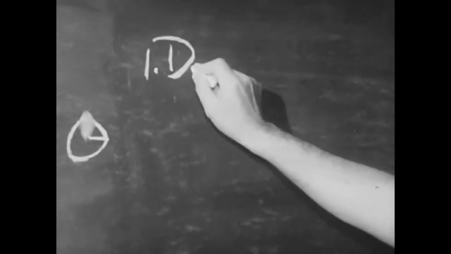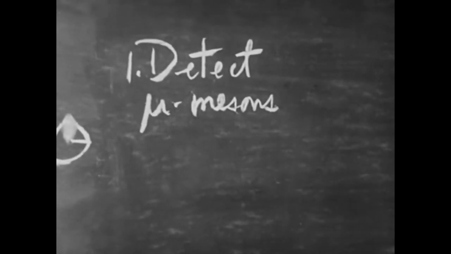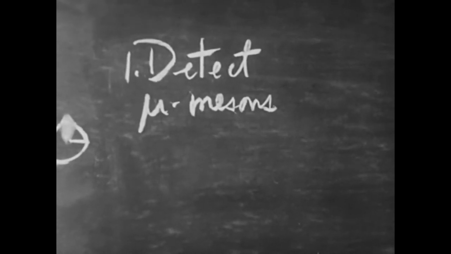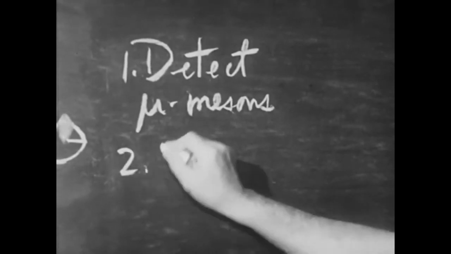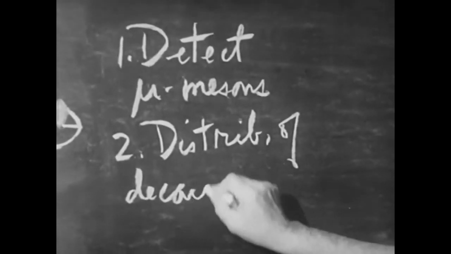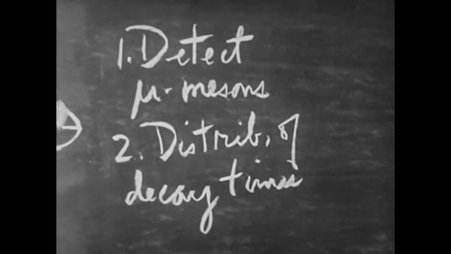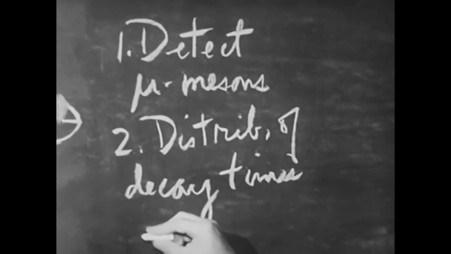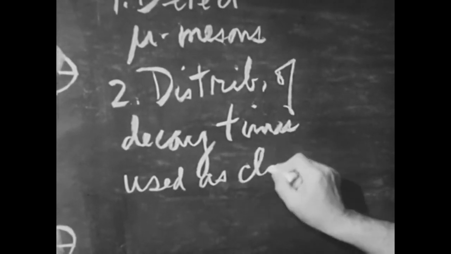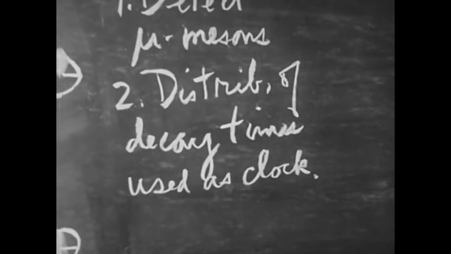These are mu mesons, charged radioactive particles in the cosmic rays. First we have to detect them. So, detect mu mesons. Then we'll stop some of these mu mesons to measure the distribution of their radioactive decay times. As you'll see, this will enable us to use these mesons to measure time intervals. So, distribution of decay times used as clock. Finally, we'll use these meson decay clocks to measure time dilation.